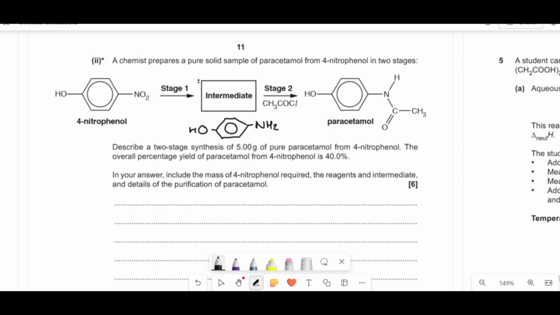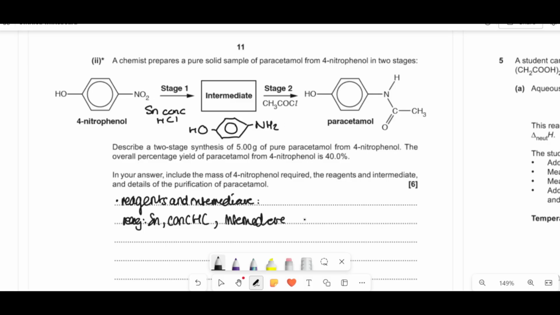So then here, stage 1 must have involved, well, we're going from NO2 to NH2. We must have reduced it with Sn and concentrated HCl. There you go. So we've actually done that first part here. So let's talk about the reagents and intermediate first. Well, the reagents are going to be Sn and concentrated HCl, because you can see there's NO2 and we're going to make this. And the intermediate is going to be HO, this, and then NH2. So we've done that first bit, done.